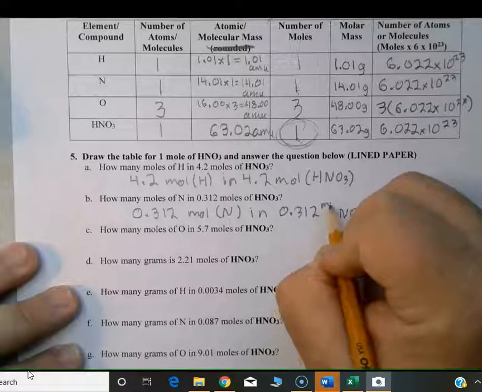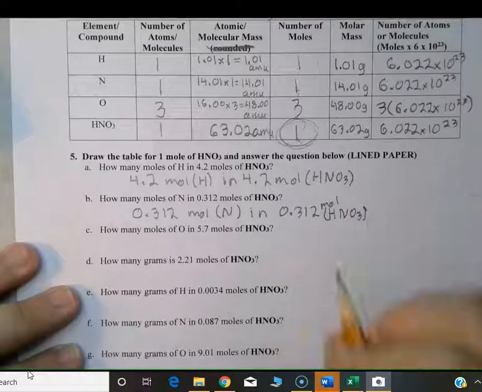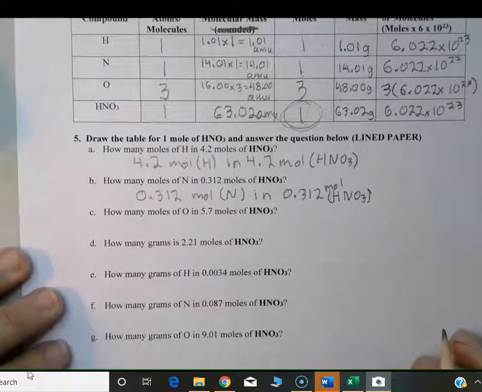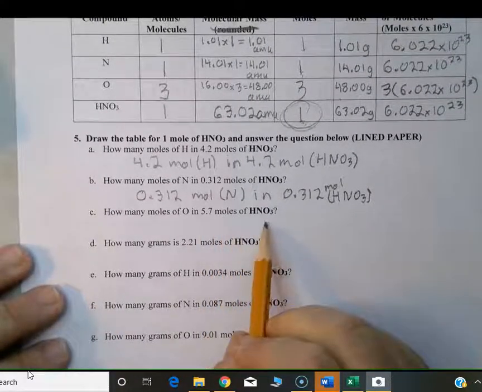And I should have written the word mole there. And there you go. Okay. Next up, how many moles of oxygen in 5.7 moles of HNO3?